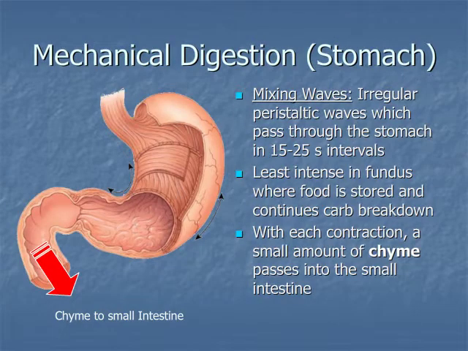So when food first enters the stomach, there will be a mechanical process of mixing waves generated by periodic contractions of the smooth muscle within the wall of the stomach. And these contractions happen every 15 to 30 seconds. They tend to be least intense in the fundus, where the food is stored, and most intense in the body of the stomach. With each of these contractions, a small amount of chyme, which is semi-digested food matter, is propelled through the pyloric sphincter into the duodenum, which is the first loop of the small intestine.